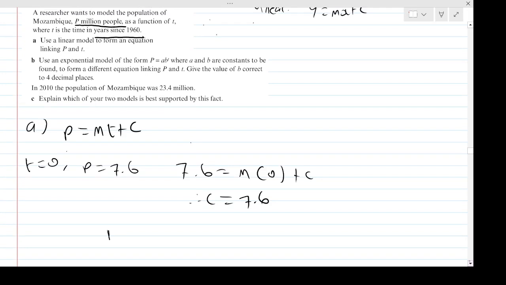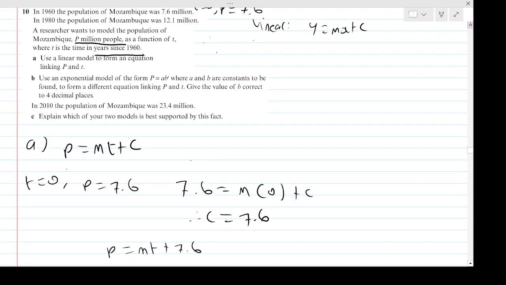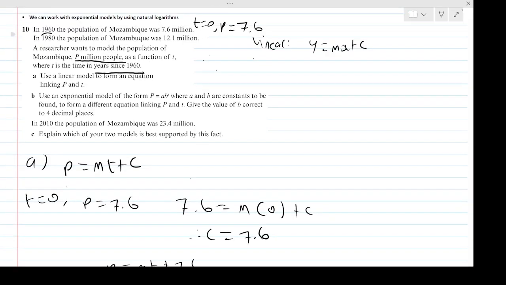So P is mt plus 7.6. Now, I'm also given this: in 1980 it was 12.1 million. Well, what value of t is that? T starts at 1960, t is 0 at 1960. So how many years have we gone from 60 to 80? 20 years. That would be t is 20, right? So t's 20, and P is 12.1 million.